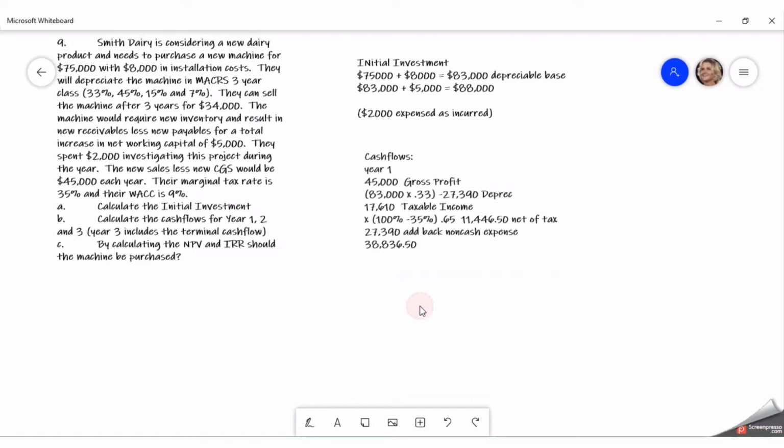All right, so we'll do the same thing then for year 2. The $45,000 gross profit is the same because that's going to be the same for each of the years. But now our depreciable base of 83,000 is going to be multiplied by the 45%.